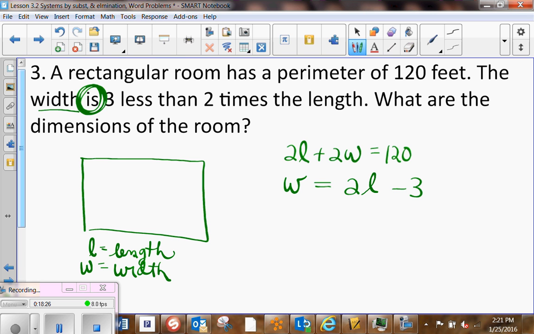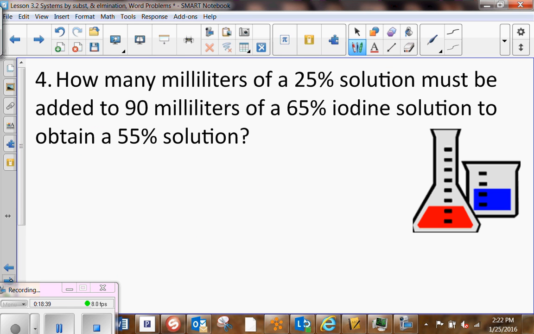Yeah. Bingo. There's your system. And it's already set up for substitution, because this baby's already set up for you. Home run. Let's do it. Knock them out of the park. Grand slam even.